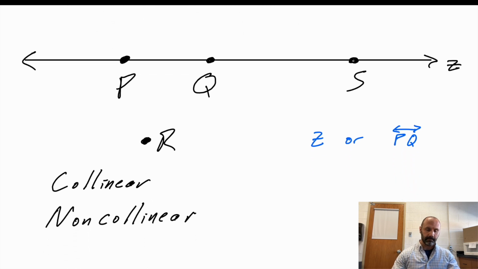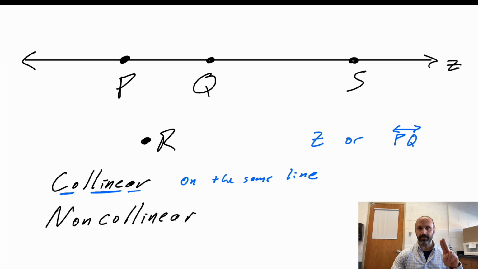Okay, collinear. This word collinear means on the same line. Look, it's got co, meaning together, and an extra L in there, and it has the word line in it. Collinear. We pronounce it collinear. And we can have three or more points. It's a set of three or more points that are on the same line. So here we would say that P, Q, and S are collinear.